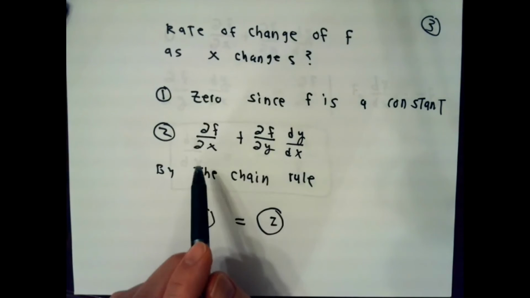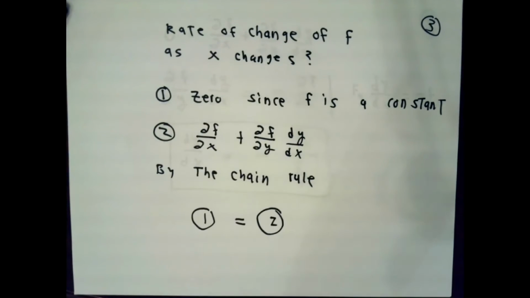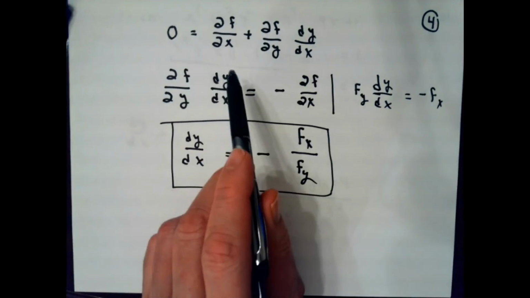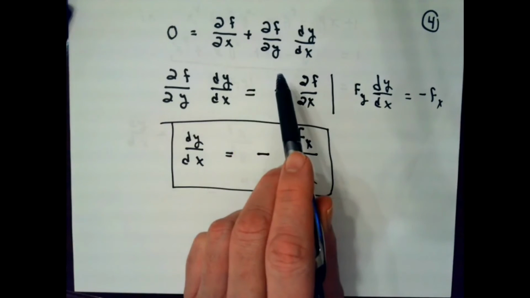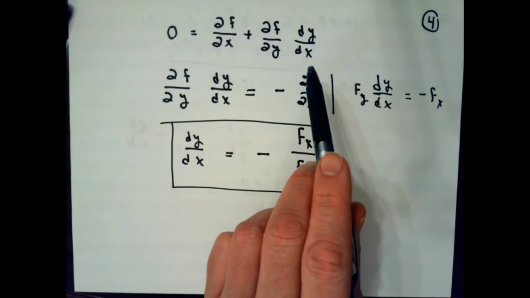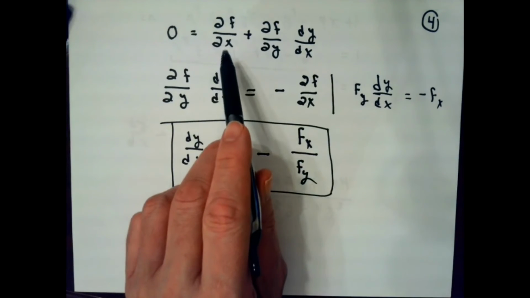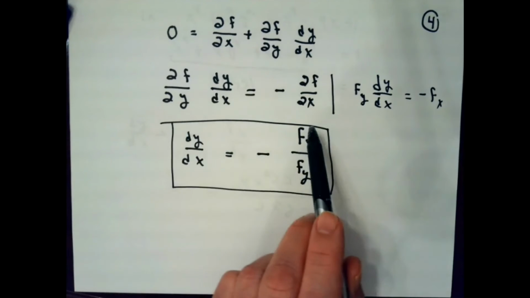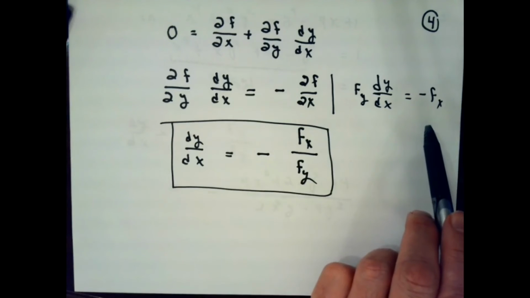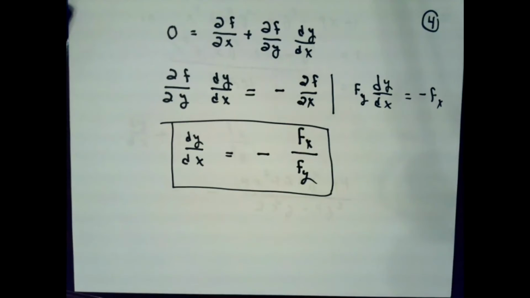0 must equal this quantity. So writing that fact down, 0 is partial of f with respect to x plus partial of f with respect to y times dy dx, which is what we're looking for. Subtract this term from both sides to obtain this, or using the subscript notation, we can write it this way. The slope of the tangent line is negative rate of change of f with respect to x over rate of change of f with respect to y.